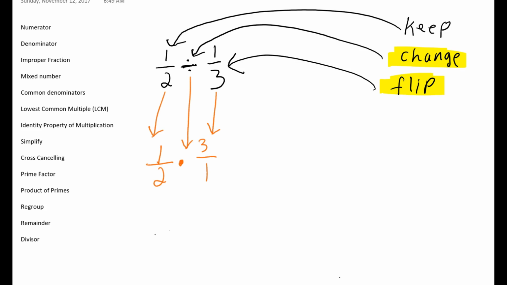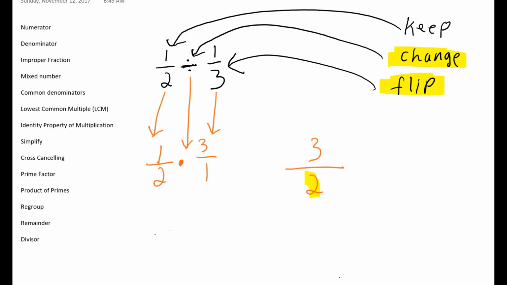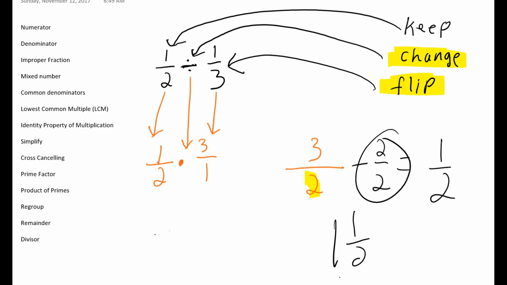So I take the numerators and multiply them, and I end up with 3, and I take the denominators and multiply them, and I end up with 2. I end up with an improper fraction. This fraction is small enough that I can pull out the 1. I look at my denominator, which is 2, so I pull out 2/2, because my whole is split into 2 pieces, and it's going to leave 1/2. So I have 1 and 1/2.